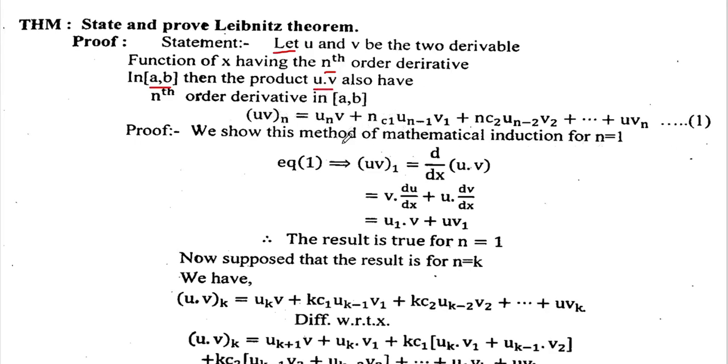equation number 1: (uv)n equals u n, the nth derivative, into the second term v, plus nC1 u(n-1) v1 plus nC2 u(n-2) v2 plus and so on, u vn. So this is the Leibniz rule, that means we can say the nth derivative of the product of two variables, and that is given as equation number 1. Okay, now we will see the proof of this Leibniz rule.